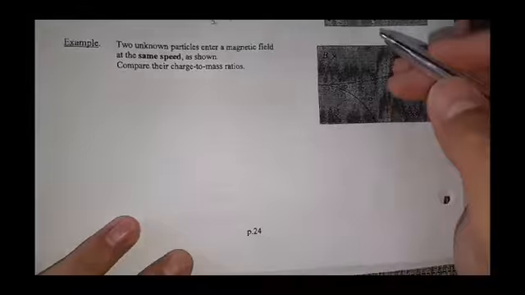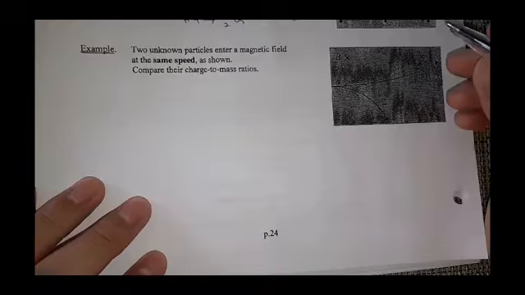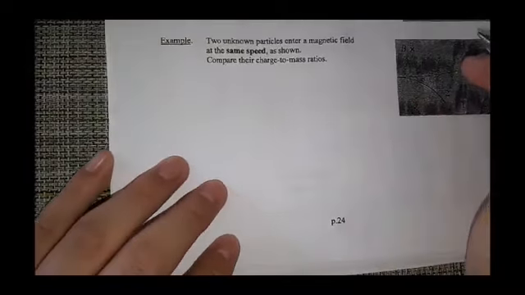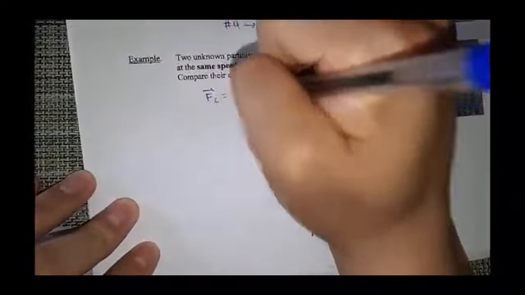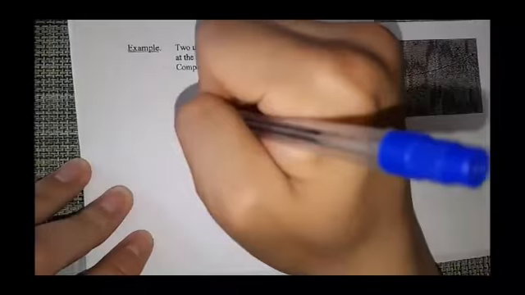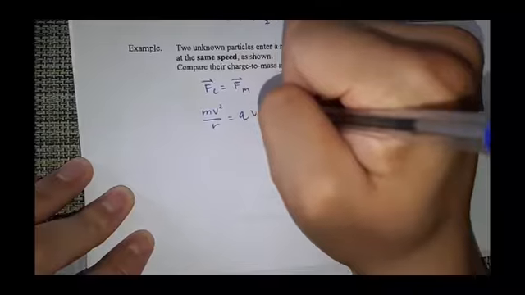Let's do another example. 2 unknown particles enter a magnetic field at the same speed. Compare their charge to mass ratio. So we're not talking about direction per se. Let's talk about circular motion and magnetic force. So the circular centripetal force and magnetic force relationship. Now Fc is mv squared over r, Fm is qvB.